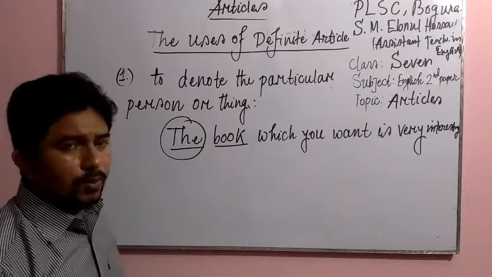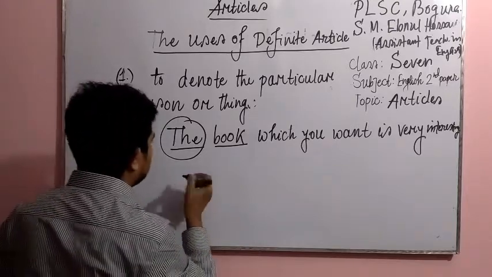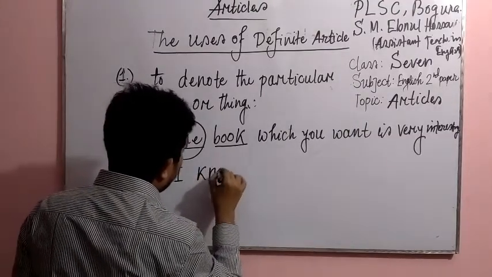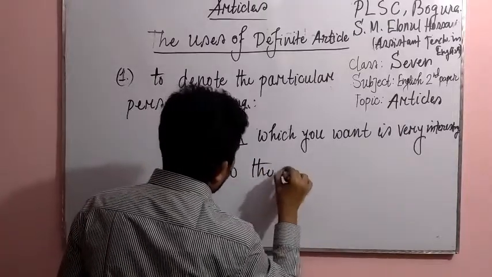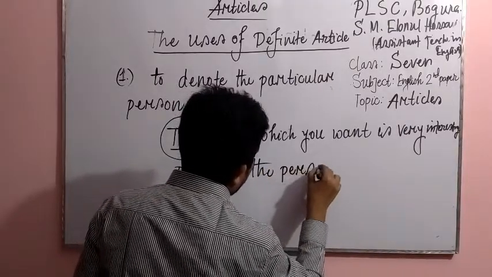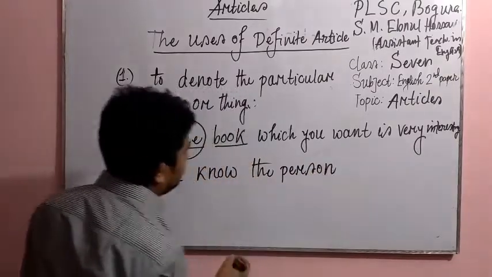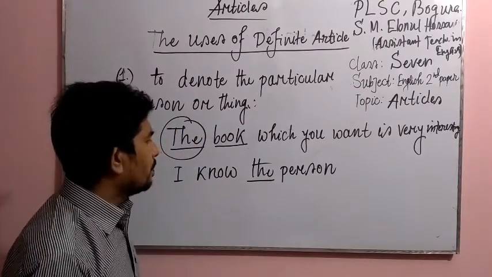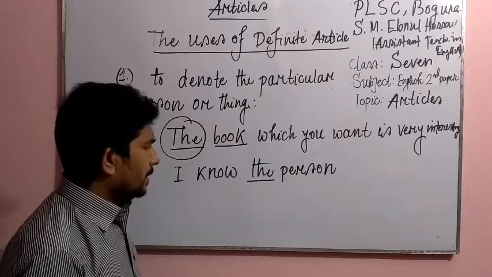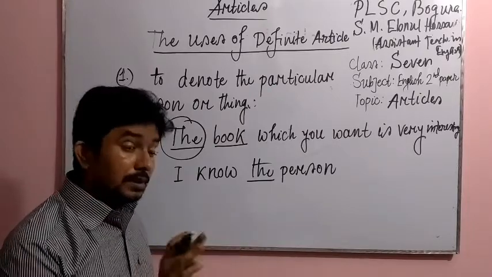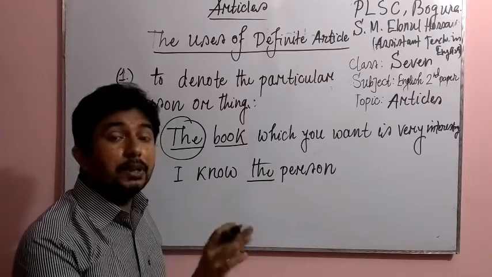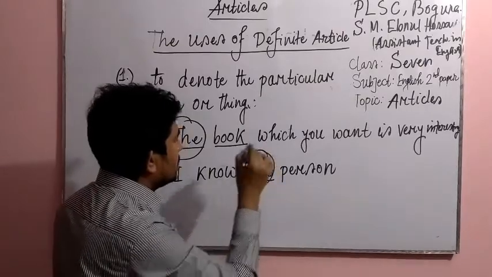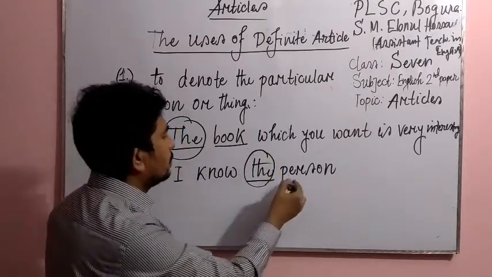There is one more example for you. I know the person. Here 'the' is used before the noun person. That means I know that person, that I already know him earlier. So here 'the' is used to denote the particular person.